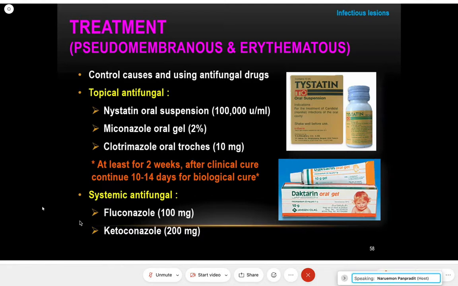However, for some immunocompromised patients, maybe they need a systemic antifungal. Systemic antifungals are better prescribed by a doctor or physician because they have some side effects that you may not be able to consider or be aware of enough. For example, they can prescribe fluconazole or ketoconazole.